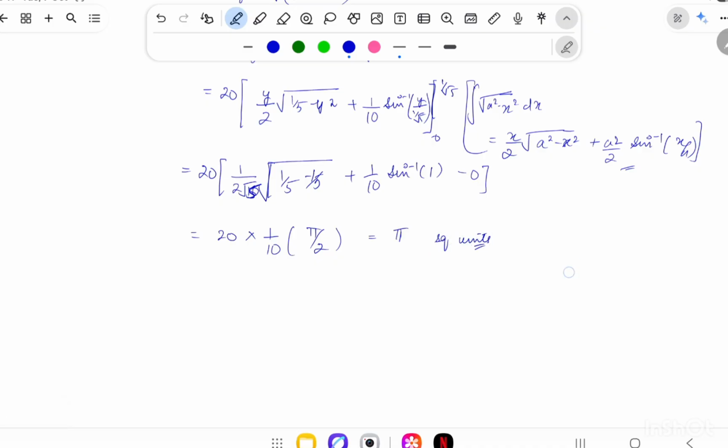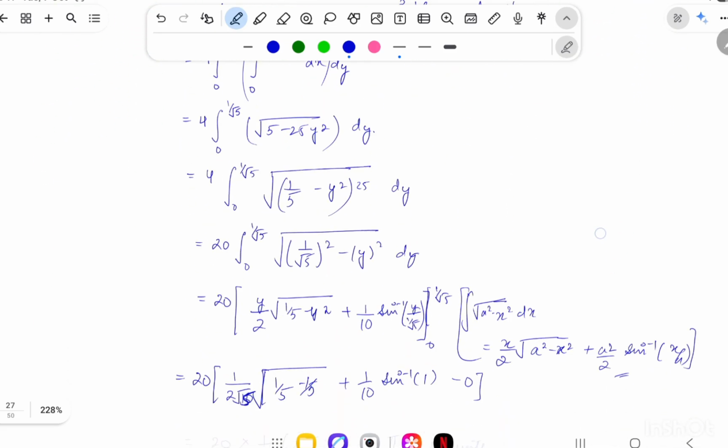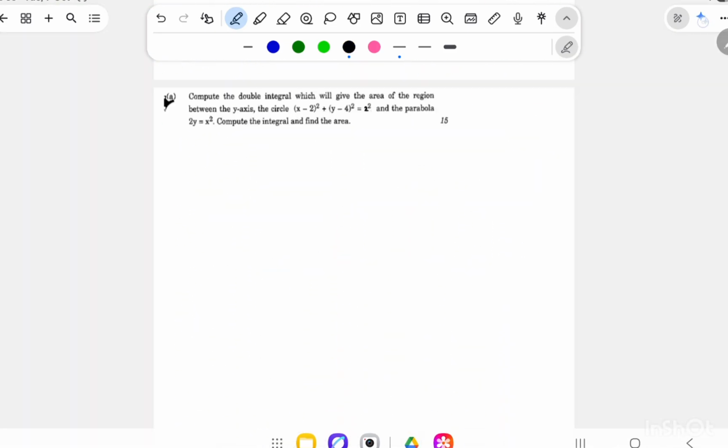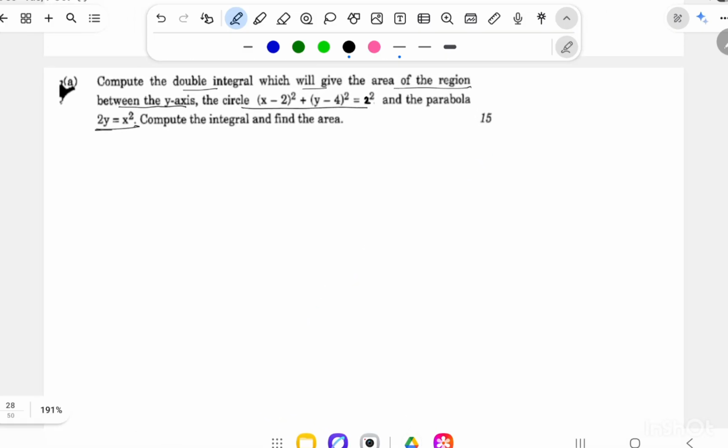So this is the final area of the curve that we got by cutting the ellipsoid with this plane z equals to 2. So now let's move on to see the next question. This question says to compute the double integral which will give us the area of the region between the y-axis, this given circle, and the parabola given by this equation. So first let us draw the figure to get an idea of the area which we are supposed to evaluate.